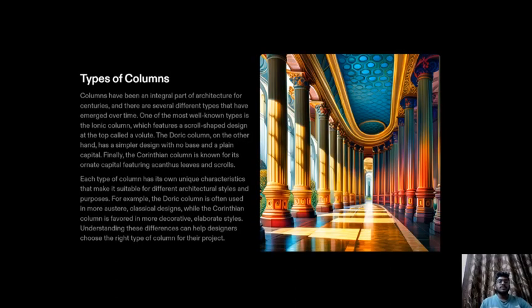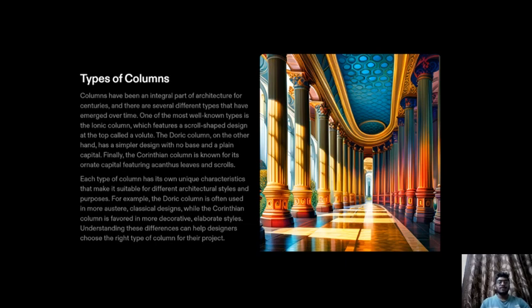Types of columns. Columns have been an integral part of architecture for centuries, and there are several different types that have emerged over time. One of the most well-known types is the Ionic column, which features a scroll-shaped design at the top called a volute. The Doric column, on the other hand, has a simpler design with no base and a plain capital. Finally, the Corinthian column is known for its ornate capital featuring acanthus leaves and scrolls.